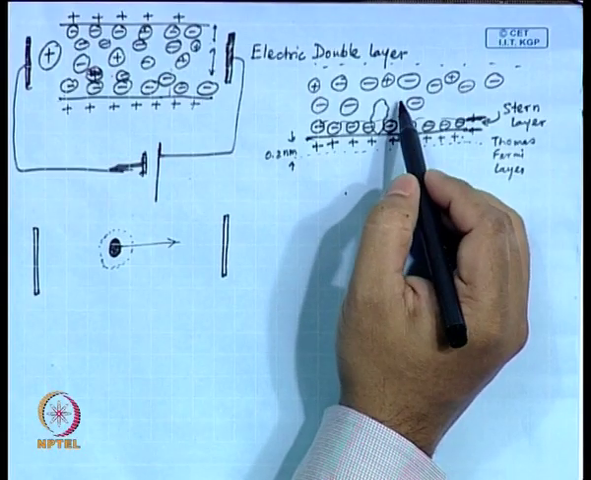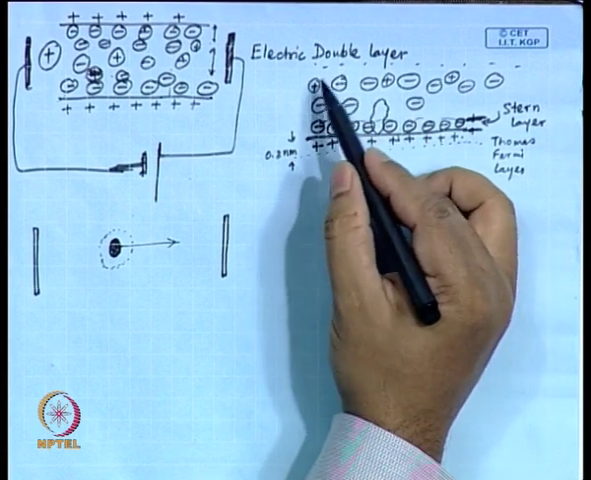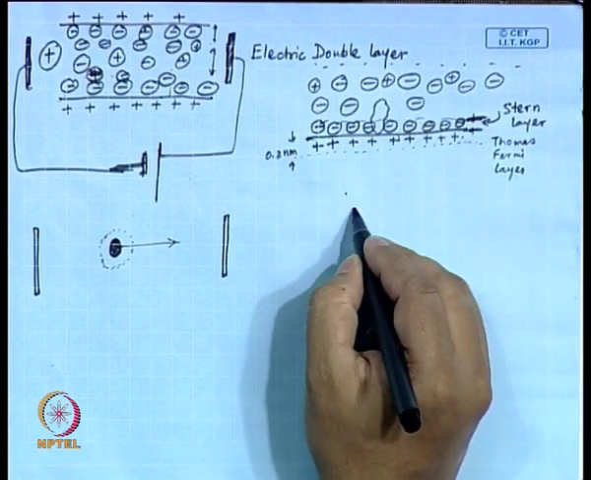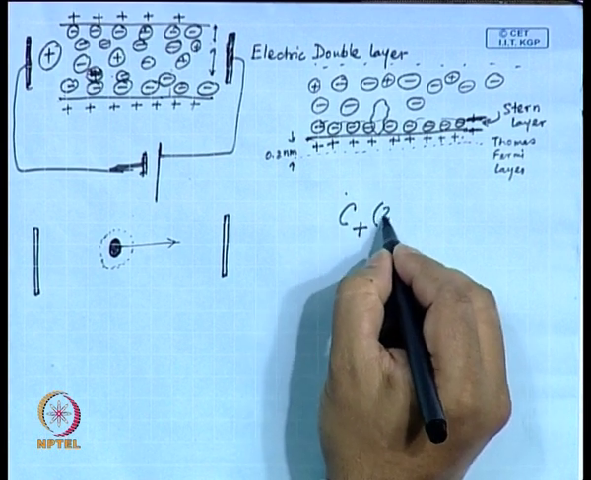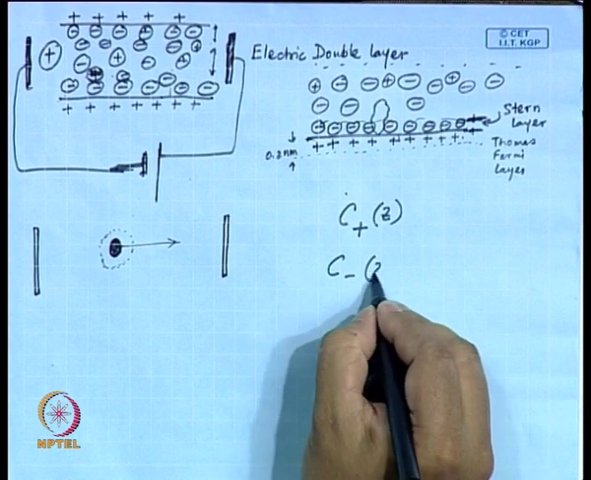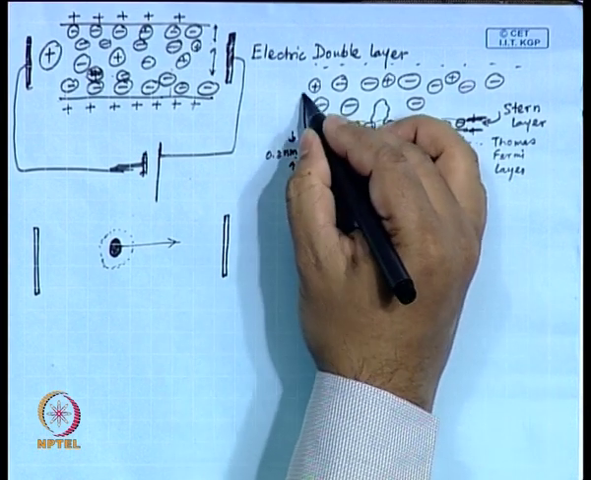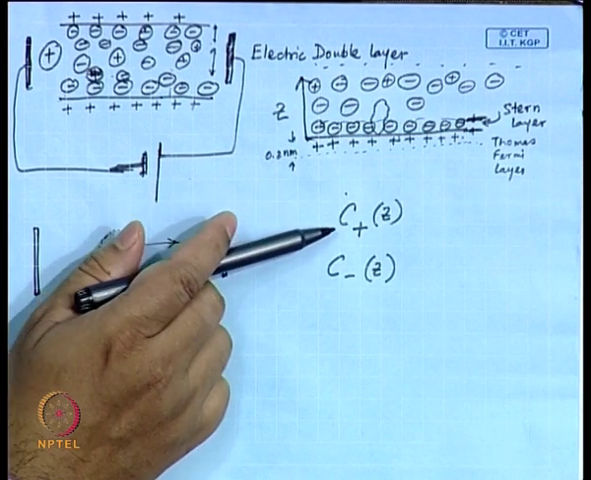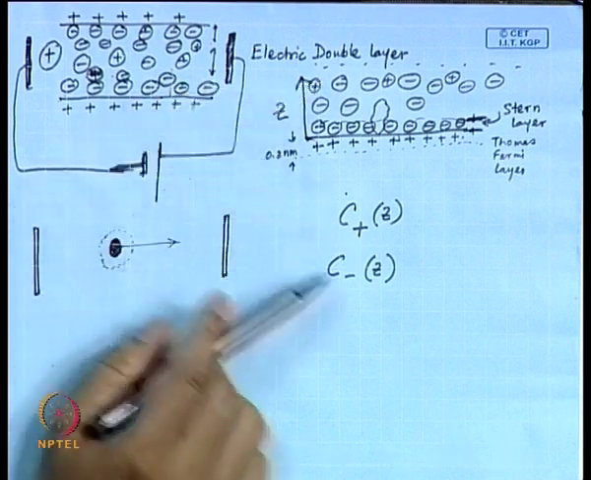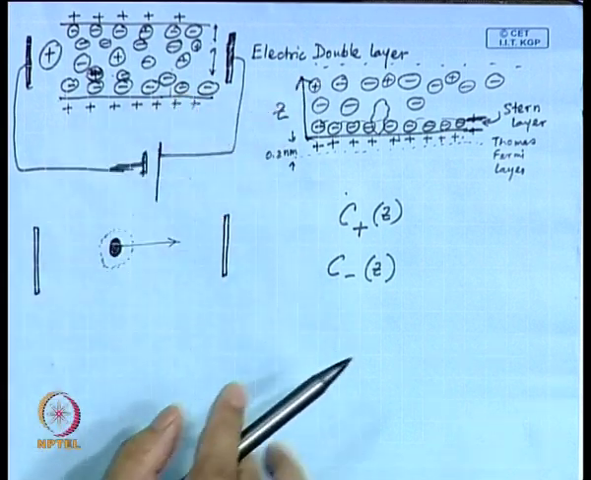I have to wrap up this discussion here. What I will do in the next class is start writing the governing equation that defines the concentration of plus ions, C plus as a function of Z, and C minus as a function of Z. What is Z? Z is the distance from the wall. So, how the plus concentration changes with Z, and how the minus concentration changes with Z, is very important information.